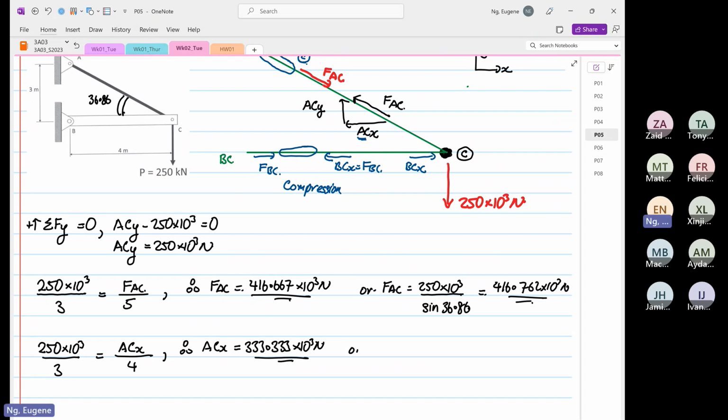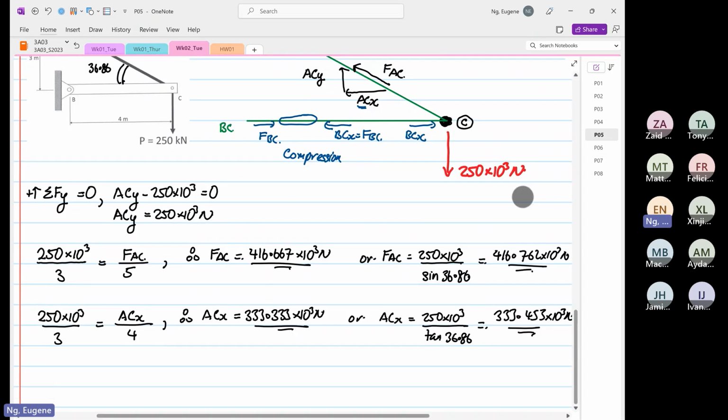Or again, you can find ACX is equal to 250 times 10 to the power 3 divided by tangent 36.86, which is equal to 333.453 times 10 to the power 3 Newton. Okay, either way is fine.